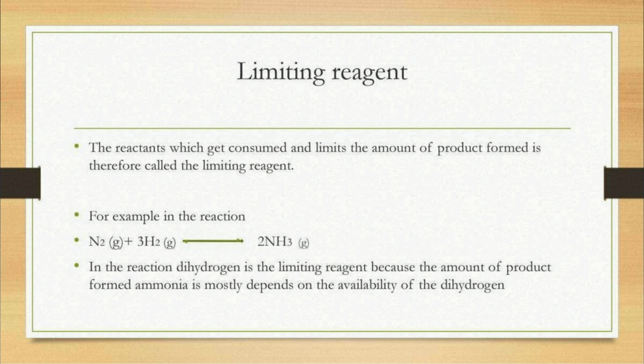Now, moving ahead, limiting reagent, which is the last topic. The reactant which is consumed and limits the amount of product formed is called the limiting reagent. For example, in the reaction N2 + 3H2 → 2NH3, dihydrogen is the limiting reagent. Now you might get confused: H2 is also known as dihydrogen, and H3 can be called trihydrogen. So in the reaction, dihydrogen is the limiting reagent because the amount of product formed, ammonia, is dependent on the availability of the dihydrogen.